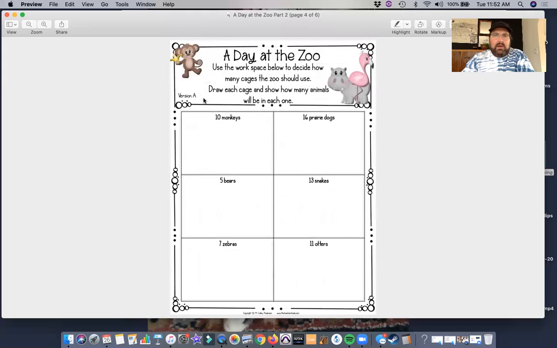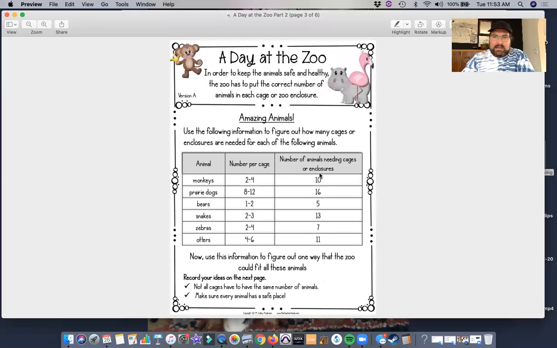Now let's look at version A, and here's your workspace, right? Use the workspace below to decide how many cages the zoo should use. Draw each cage and show how many animals. So we had 10 monkeys, and you can fit 2 to 4 of them in one cage.